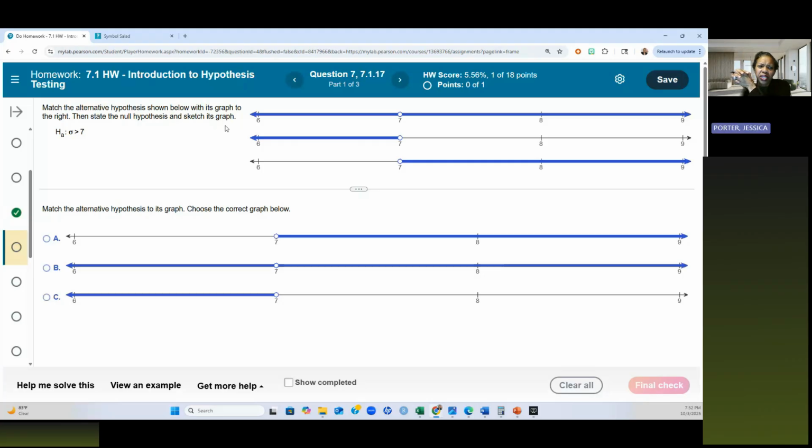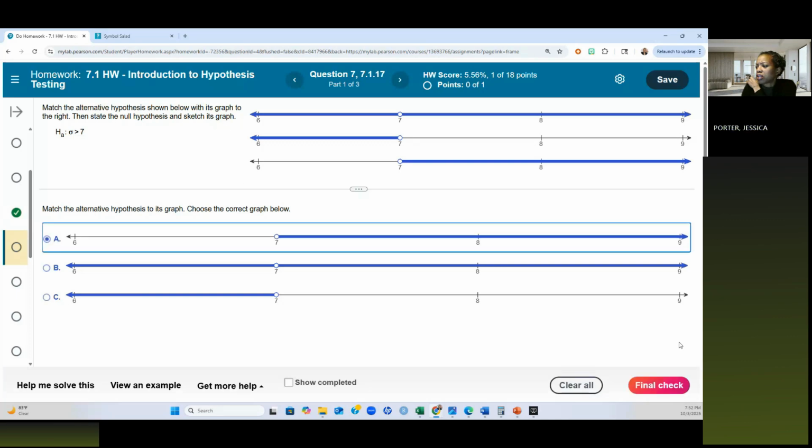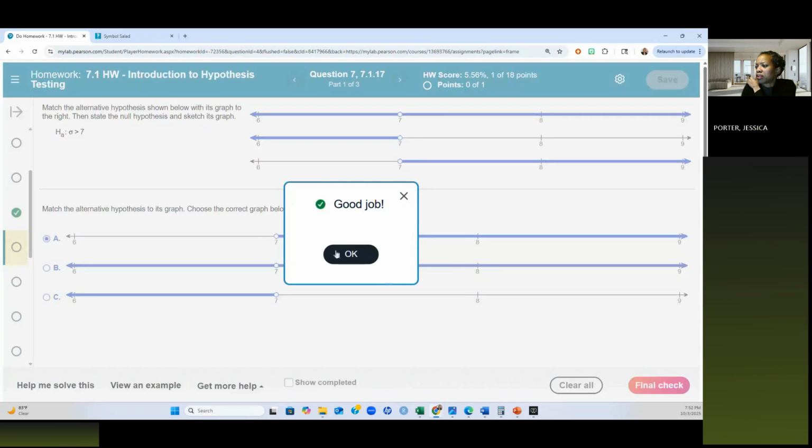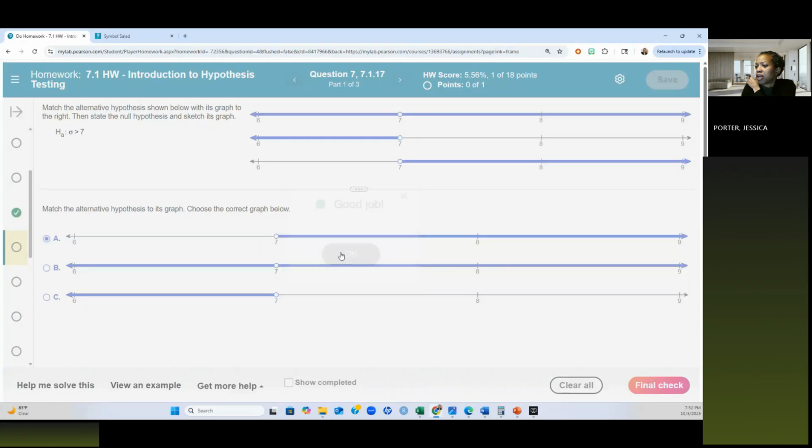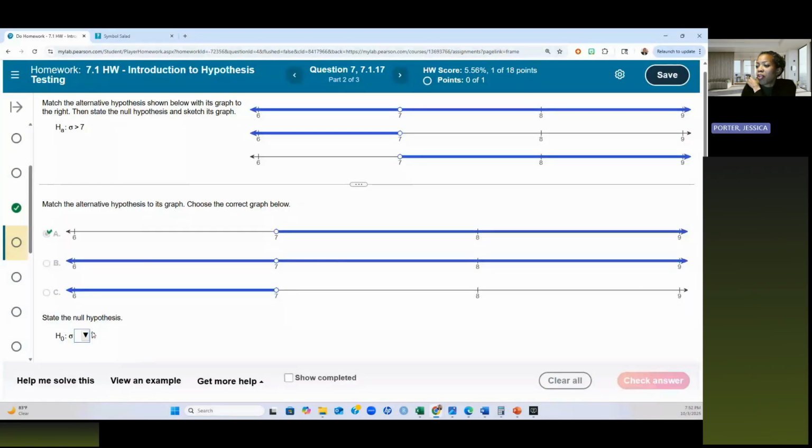Yeah, this is really just number line stuff. If you remember the number line from even like Math 062 or beginning algebra. So we're going to go A, and state the null hypothesis. What is going to be our null hypothesis if the alternative is greater than?